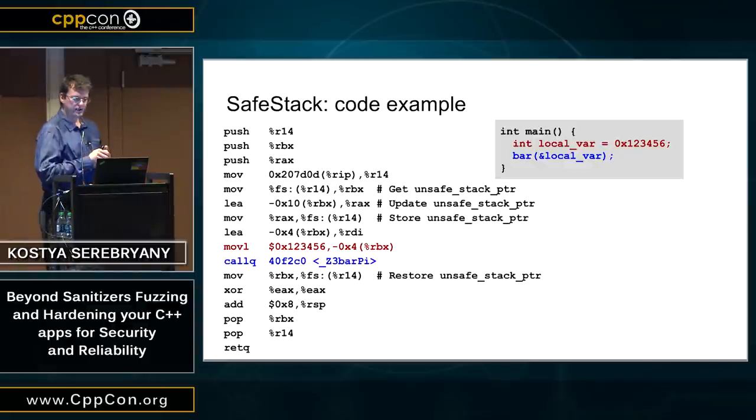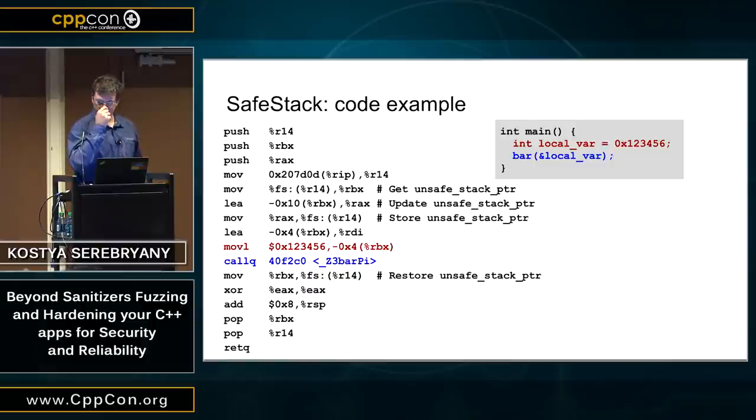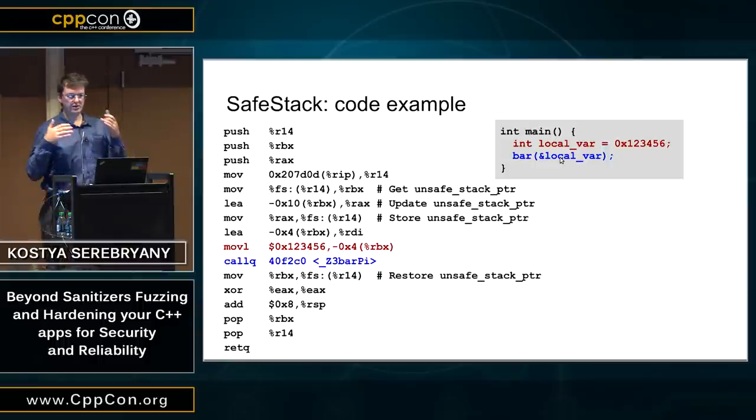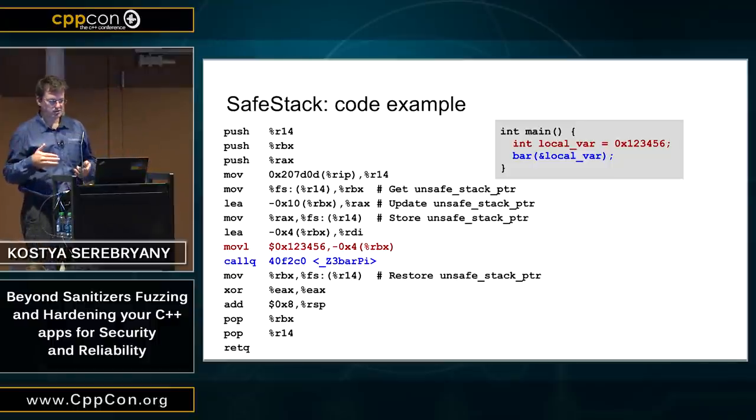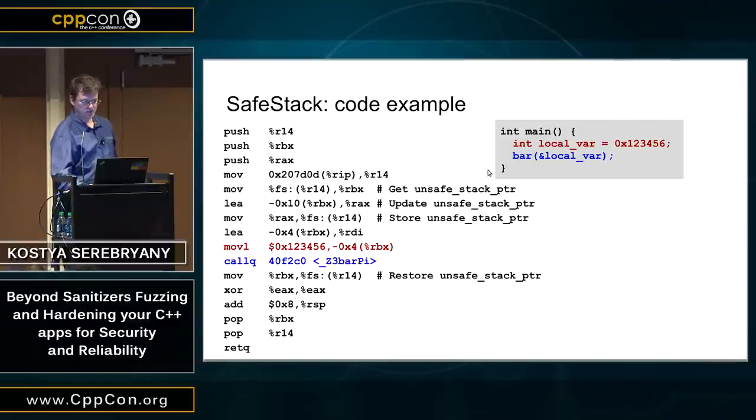And for those who like x86 assembly, here is an example of what Safe Stack does. In this example, we have a single stack variable and a single function call that takes an address of this variable. So we cannot assure that there is no buffer overflow on this stack variable or use after return. So we have to protect it. All we do is we get a pointer to the unsafe stack, that separate region. We update it so that it can be used the next time. We store it back. This is all in TLS. We do our stuff. And we restore the unsafe stack back.